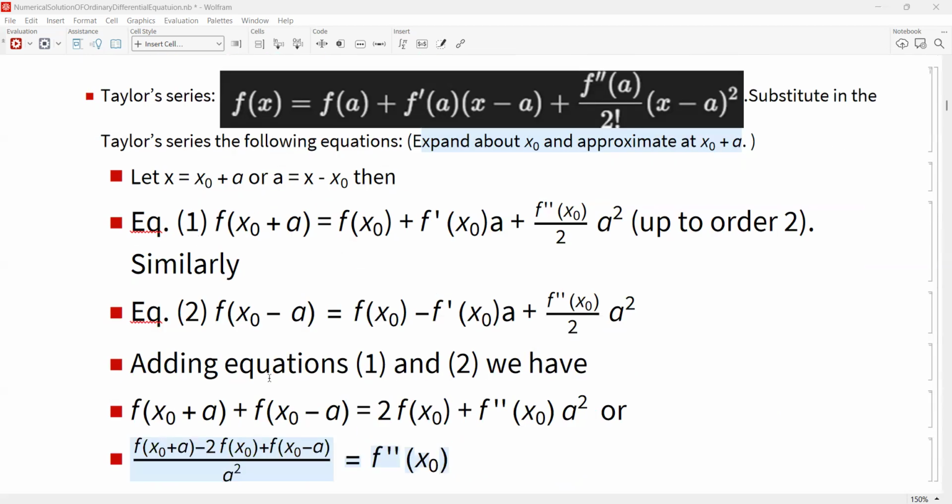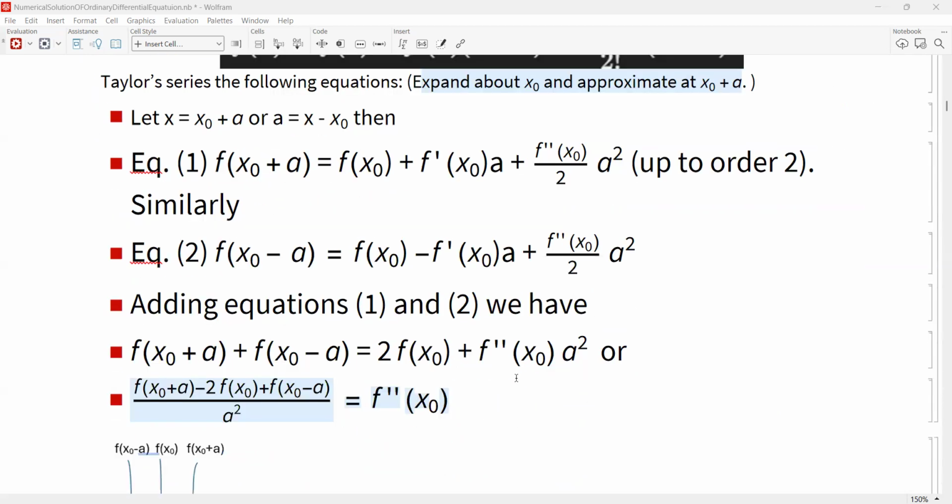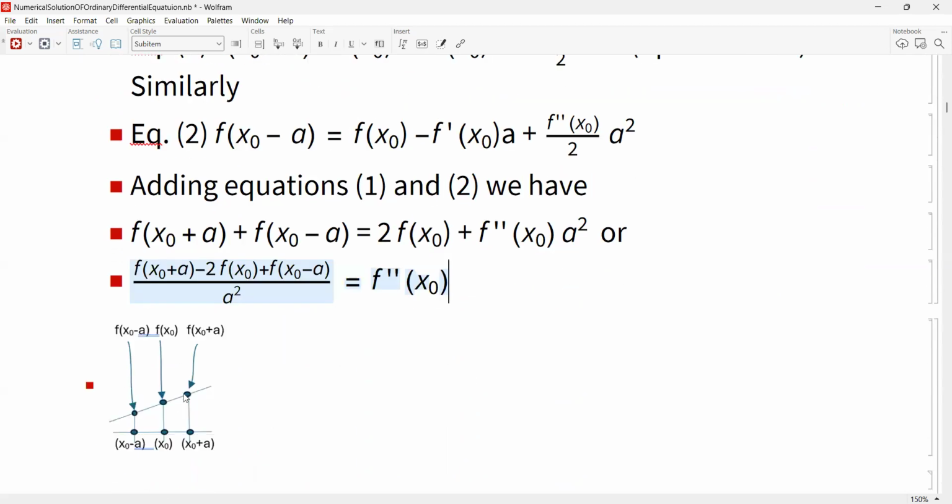Now, we are going to add equation 1 and 2 here. So what we have here is the expression by adding equation 1 and 2. Okay. So we have here the geometric interpretation of f of x sub 0 and f of x. Now we have the point here to the left of f of x sub 0 and to the right of f of x sub 0 here.